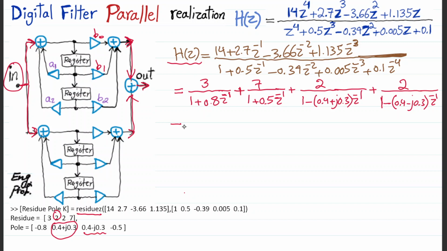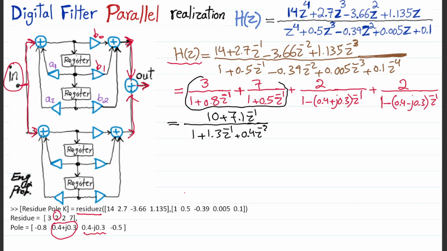I'm going to use a different color so that I give you a contrast here. So it's equal to, when you combine these two together to form a denominator that has a second order polynomial, you will end up with 1 plus 1.3 z^-1 plus 0.4 z^-2. And of course, when you finish the arithmetic, you will end up with, in the numerator, 10 plus 7.1 z^-1. That's for the combination of these two.